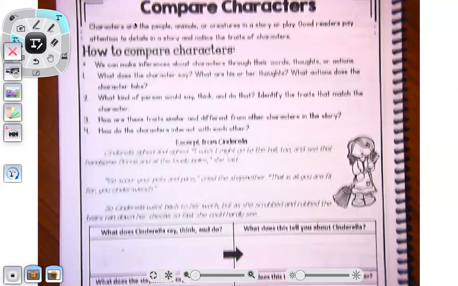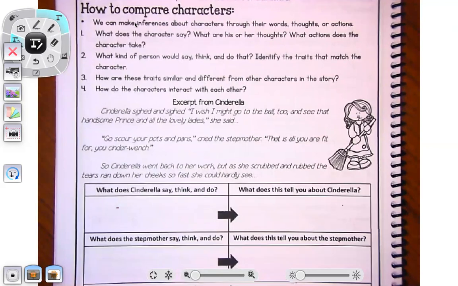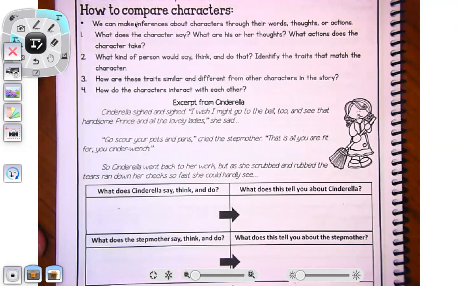We're going to read a short excerpt, and the excerpt is just a short piece taken from a text. You've probably all heard the story of Cinderella. She meets her Prince Charming, and they live happily ever after. So this is an excerpt from Cinderella.